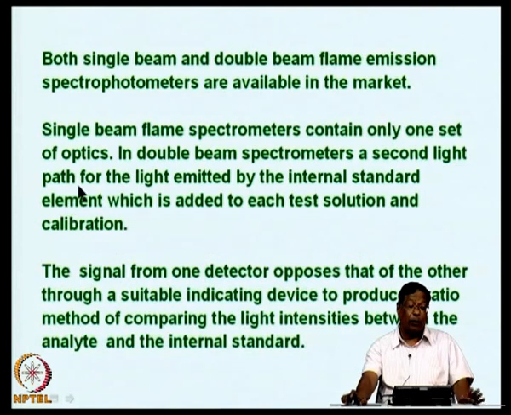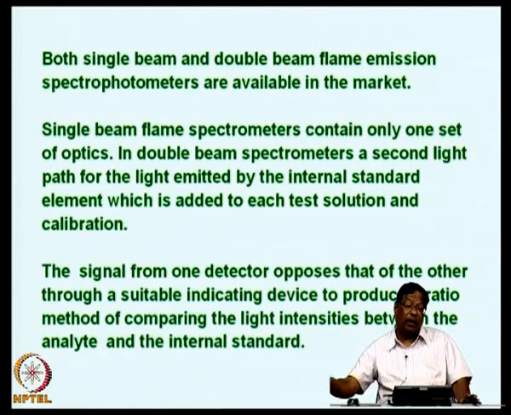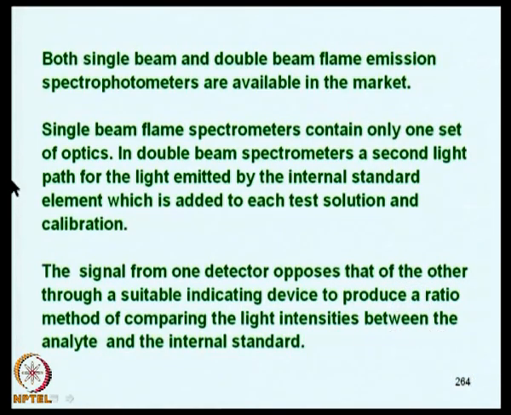Both single beam and double beam flame emission spectrometers are available in the market. Single beam spectrometers contain only one set of optics, whereas in double beam spectrometers there is a second light path for the light emitted by the internal standard element, which is added to each test solution and calibration. The signal from one detector opposes that of the other through a suitable indicating device, and it produces a ratio method of comparing the light intensities between the analyte and the internal standard.